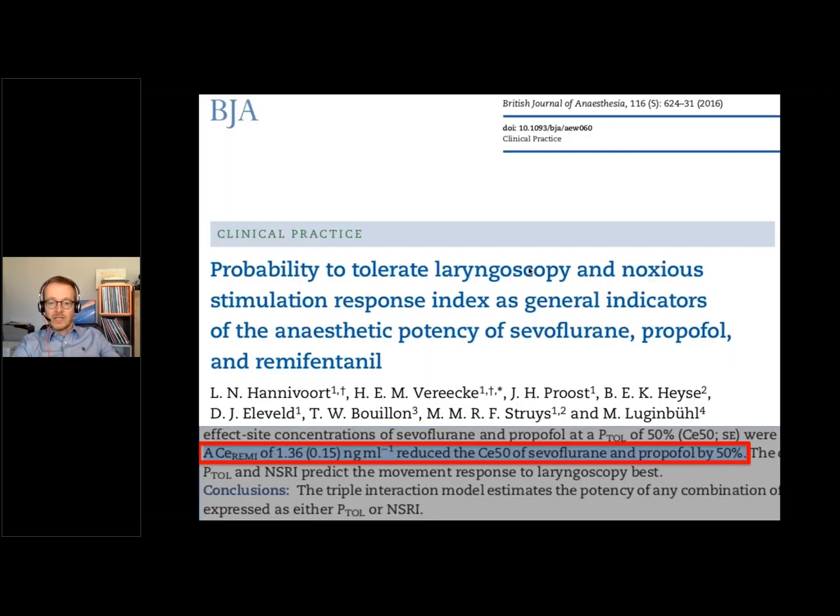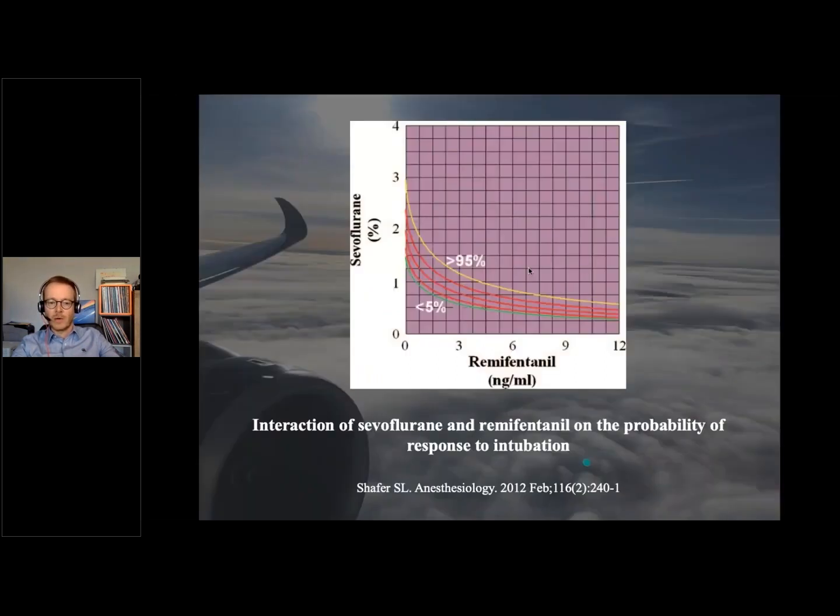First of all, synergy exists, and it can be quite substantial. Only a small remifentanil effect site concentration of 1.3 nanograms per milliliter already reduces the CE50 of sevoflurane and propofol by 50%. That is, in my eyes, that is huge. So synergy exists. Let's try to use it. But how?